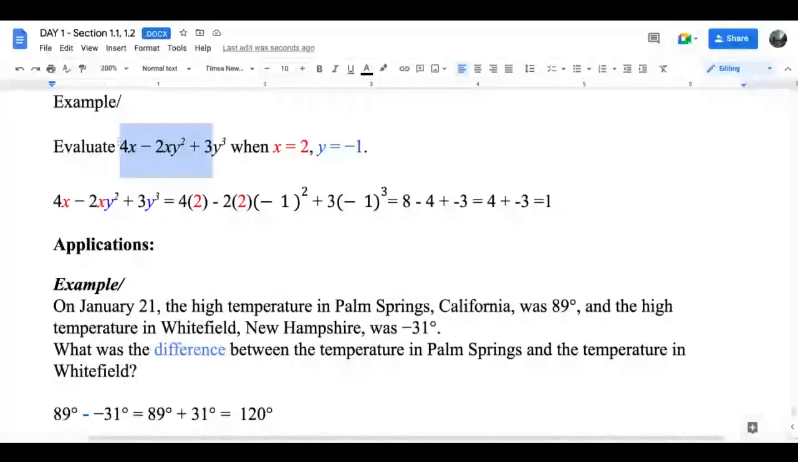Let's evaluate. This is a trinomial, 3 terms. We want to evaluate when x equals 2 and y equals negative 1. We just substitute x and y. So 4 times 2 minus 2 times 2 times negative 1 squared plus 3 times negative 1 cubed. 4 times 2 is 8. Negative 2 times 2 is negative 4, then times negative 1 squared, which is 1. Negative 1 cubed is negative 1, times 3 is negative 3. Then add them up, and we get 1.